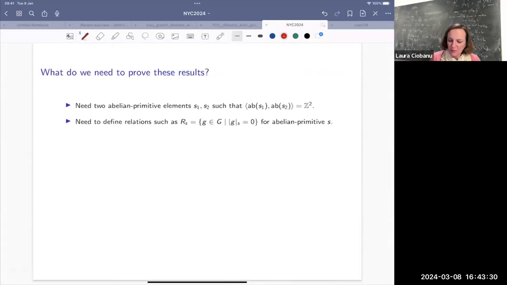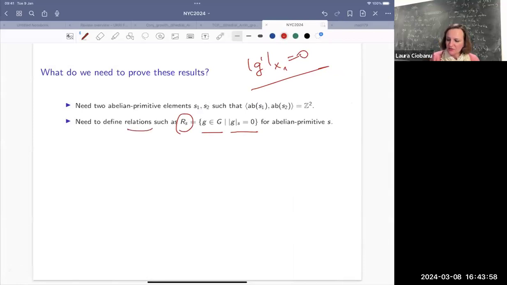Then we need to say, remember when I was playing the game with abelian, we were looking for things like G prime, and the exponent sum is 0. I wanted to define elements like that. Well, I need to be able to define that in my group. So I need things like R_S, all the G's with the exponent sum of S being 0. I need to be able to say that.